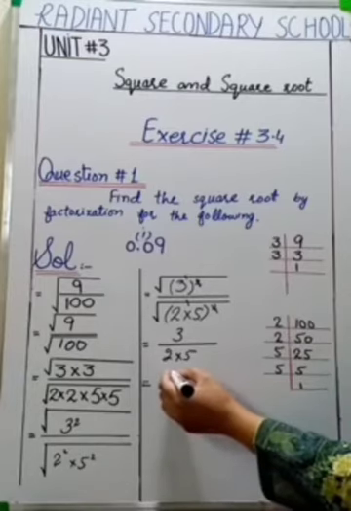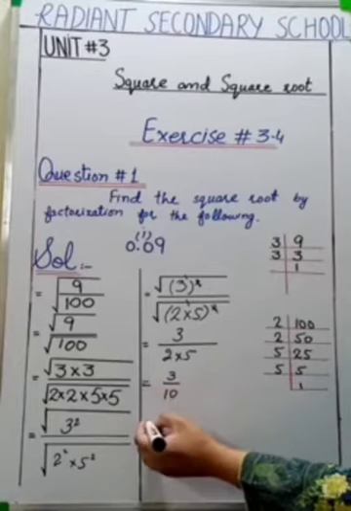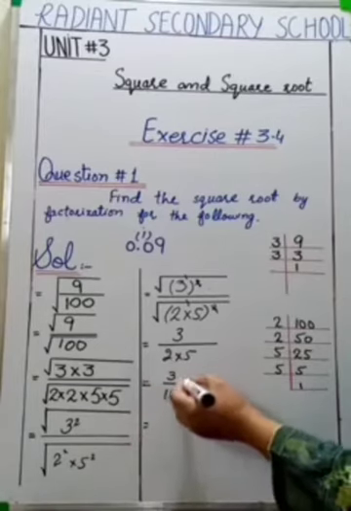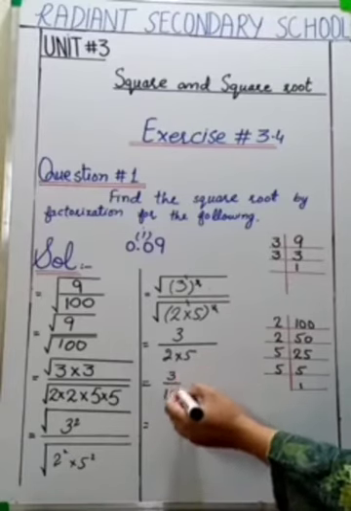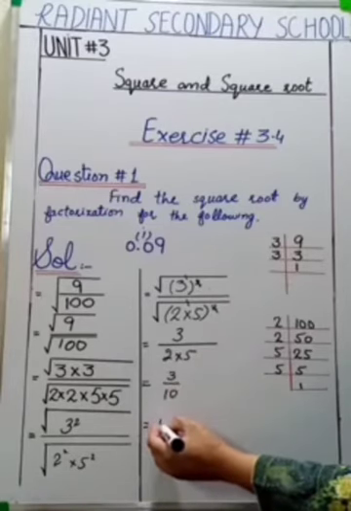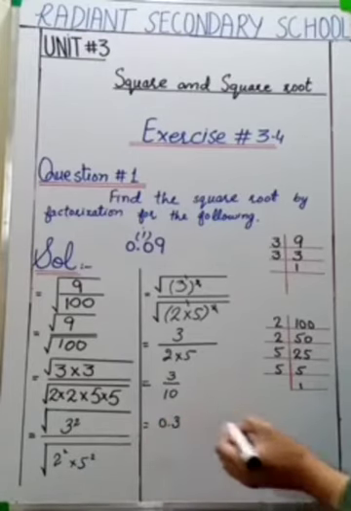Now it will become 3 over 10, since 5 twos are 10. In the last, you will convert the answer into decimal. When you divide 3 by 10, the answer will be 0.3.